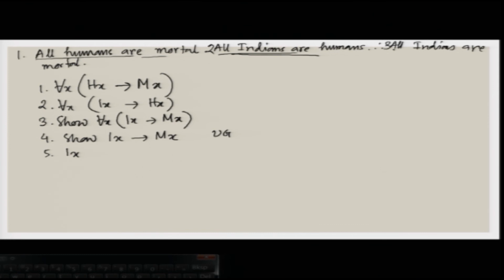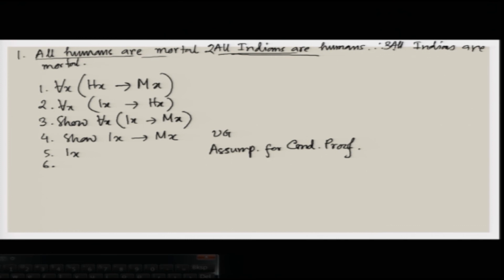So, we assume that ix is the case. Somehow we have to reach mx. Can we do that? That is the question. So, we call it kind of an assumption. So, it is an assumption for a conditional proof, right, and we just assume that ix.